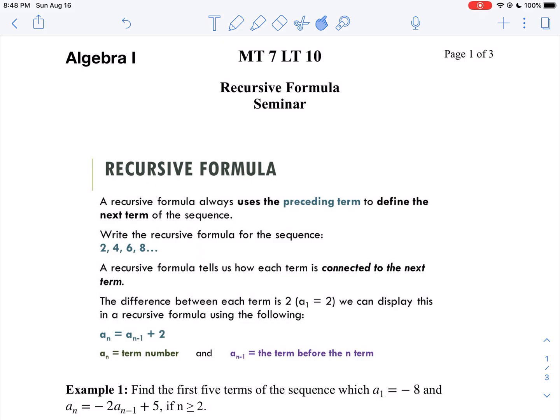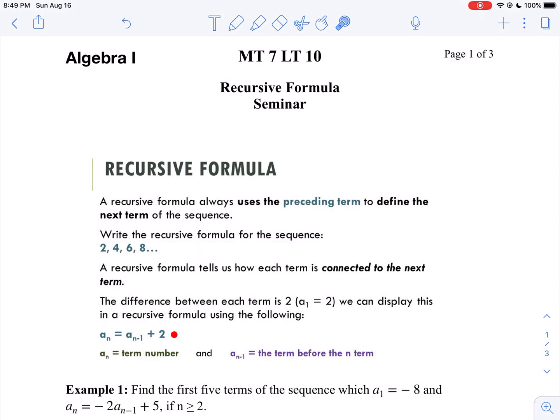A recursive formula, as you can see from your study guide, is just where we're going to state the next term in terms of the previous term. So we're going to take the previous term, and do something to it to get our next term. When you're doing an arithmetic sequence, you're going to be adding the same thing. When you're doing a geometric sequence, you're going to be multiplying by the same thing.